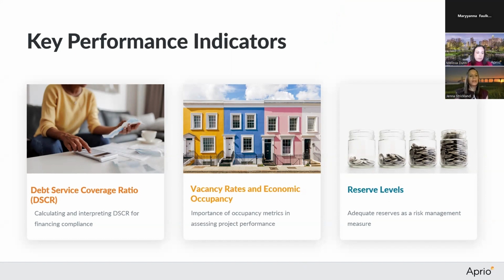So the first one we'll talk about is the debt service coverage ratio. This is a ratio that's really going to tell you if you are able to pay your current debt obligations. This is calculated by taking your net operating income divided by your debt service. Your debt service is simply your payments that year of interest and principal. So typically you want this number to be higher than one.